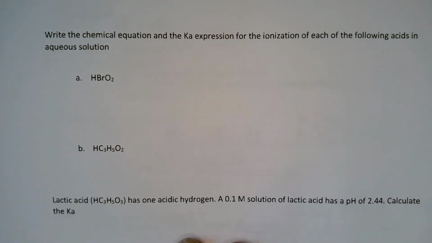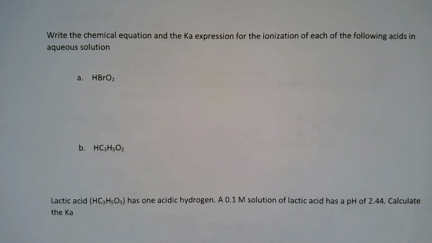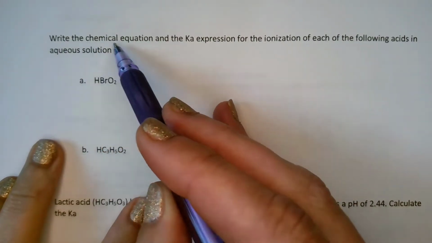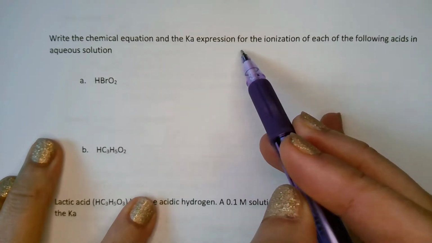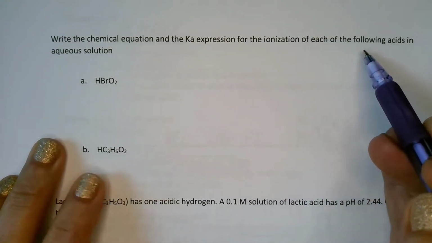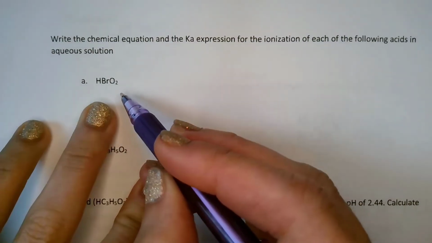In this instructional video, we're going to be working with some Ka values, those acid dissociation constants for weak acids. So let's look at our first problem. We're going to write the chemical equation and the Ka expression for the ionization of each of the following acids in aqueous solution.